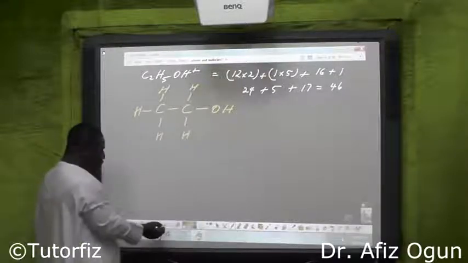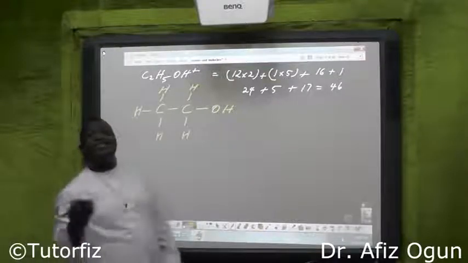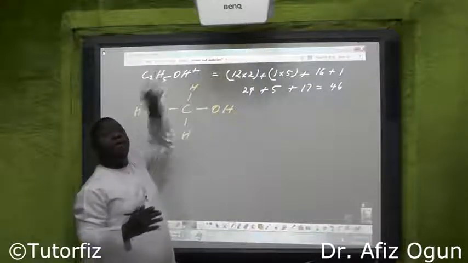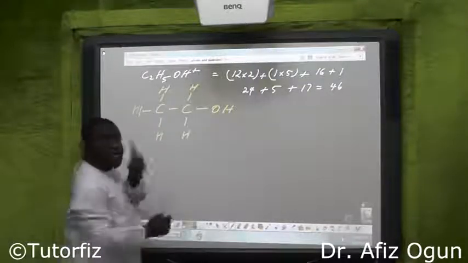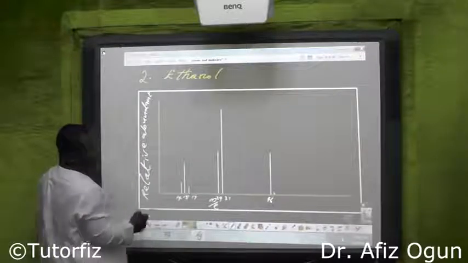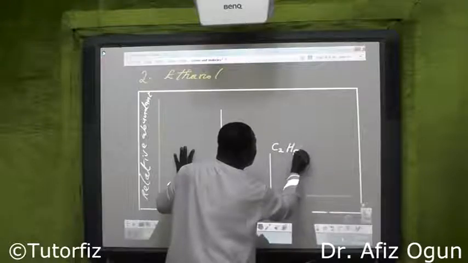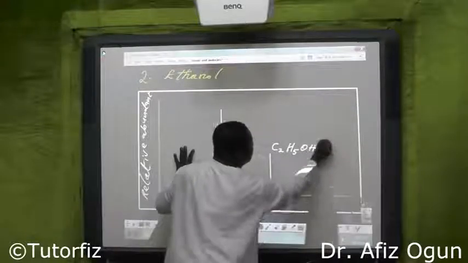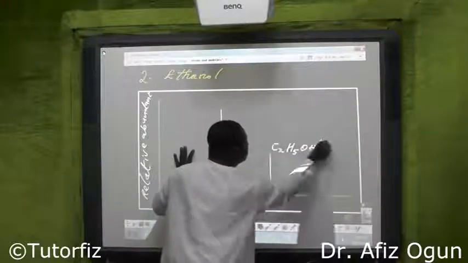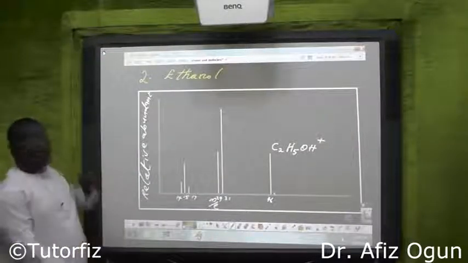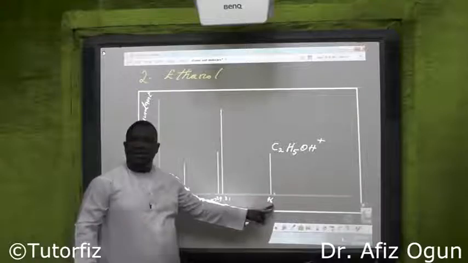That is the full molecule where one electron is knocked off from an atom in this molecule, but no bond was broken. This is C2H5OH and our plus. Either you put it here or you put it here, no problem. That is the mass, the last one.